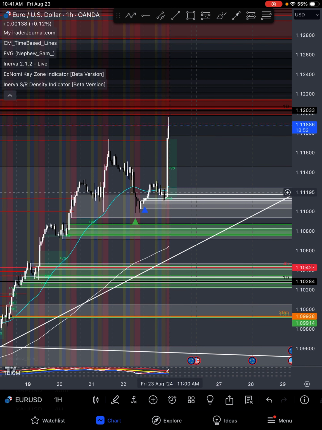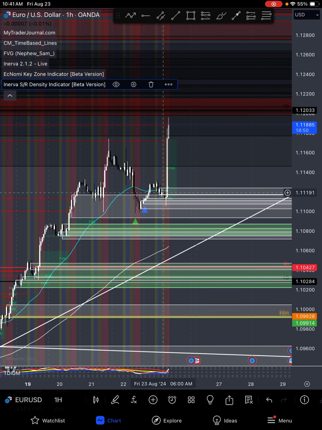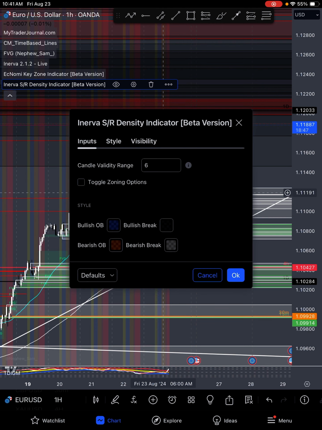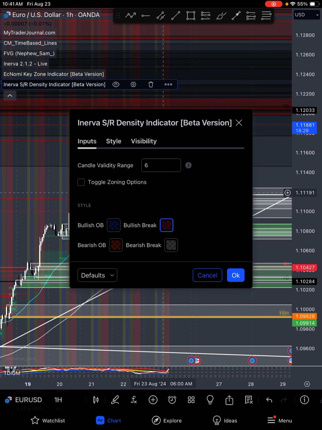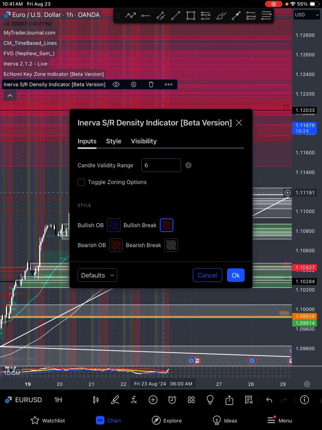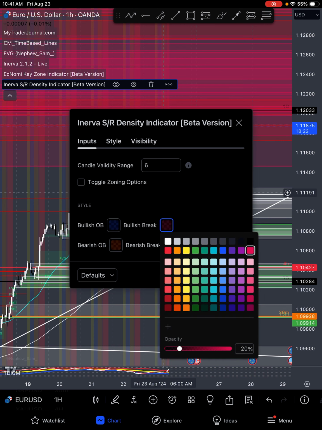And the thing that you can do is you can change the color by clicking on your settings. When I change the bullish OB or bearish OB, nothing happens. So what I change is just the bullish break or the bearish break. And you can change it to whatever color works for you. So you click on it, you can pick whatever color. You'll notice that it changes instantly as soon as you let go. At least it should. There you go. But that's not the color that I need.